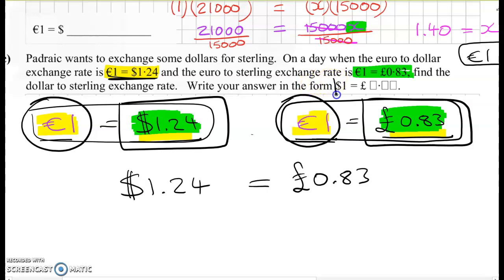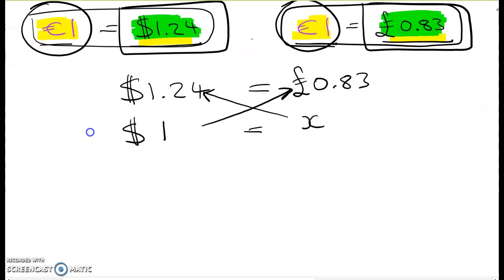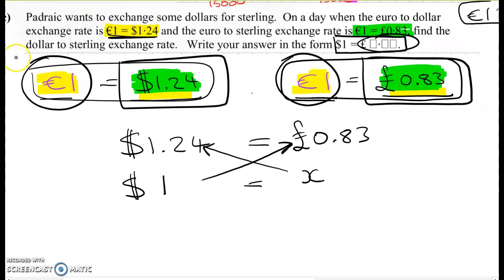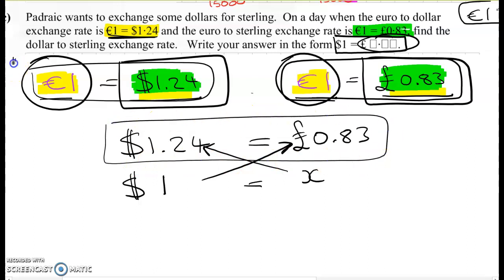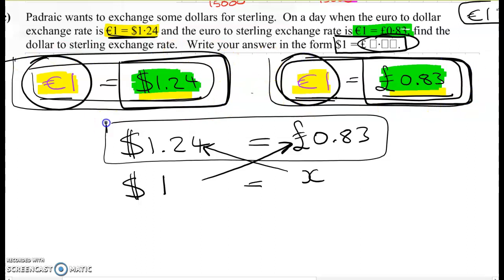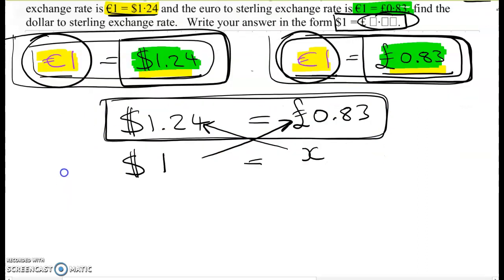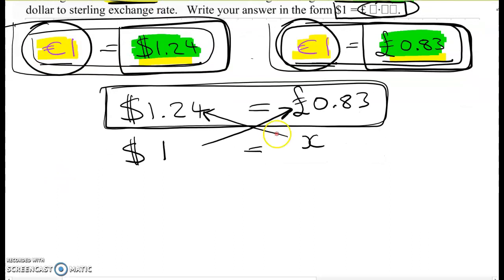Now they want you to write it in the form of $1 is equal to how many pounds. In other words, they want the exchange rate. 1 is equal to, put in our x, because this is the part we don't know. Cross multiply, just like what we've been doing. Now the hard part of this question was figuring out this line here. In fairness, that was difficult. We wrote down the two exchange rates they gave us. There they are there. But to get from that to this bit here, it's difficult. Okay, it is hard. We're here now anyway.